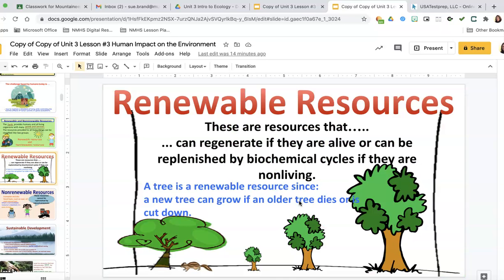Renewable resources are resources that can regenerate if they are alive, or can be replenished by biochemical cycles if they are non-living. A tree is a renewable resource since a tree can grow if an older tree dies or is cut down. You can plant a new one in its place and it will regrow. That's an example of a renewable resource.